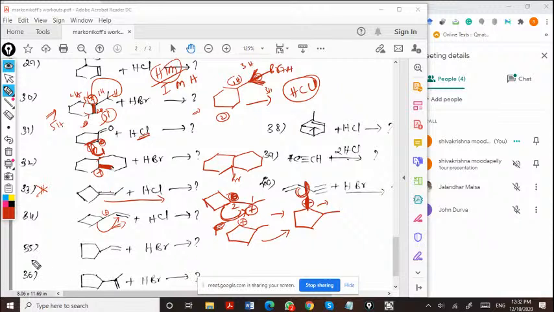Even for the 3 and 5, ring expansion happens up to 6 members. Until a 6-membered ring comes, it is stable. So if it is 6 members, the carbocation will generate here. So Cl is going to attach here.